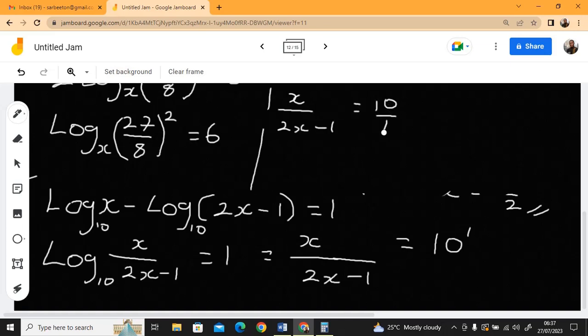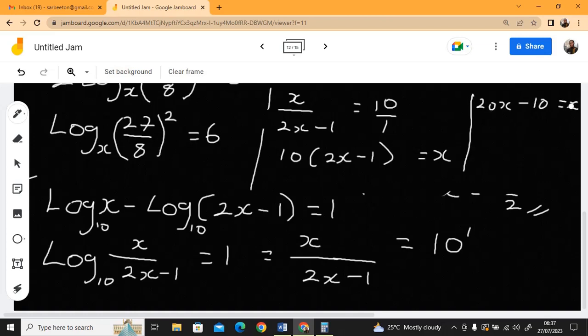What we do now is this over 1, you cross multiply. So you have 10, open a bracket, 2x minus 1, equals x times 1. 10 times 2x is what? That is 20x. 10 times minus 1 is what? That is minus 10, equals x.